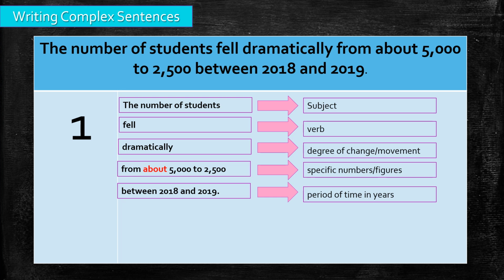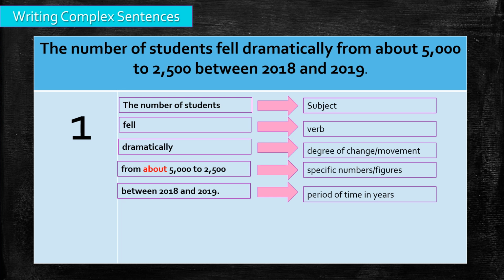Here, the subject of the graph is the number of students. And the number of students fell. How? Dramatically. Why dramatically is used here? Maybe the difference is very big. We don't have a graph here. It's just an example sentence, and dramatically is only used when the difference is very big.